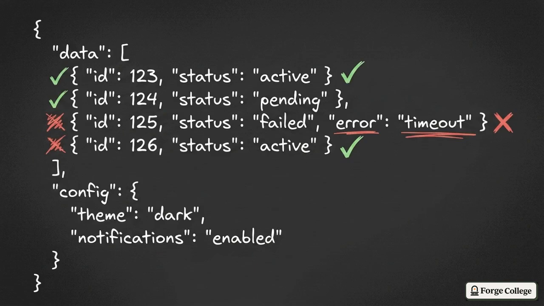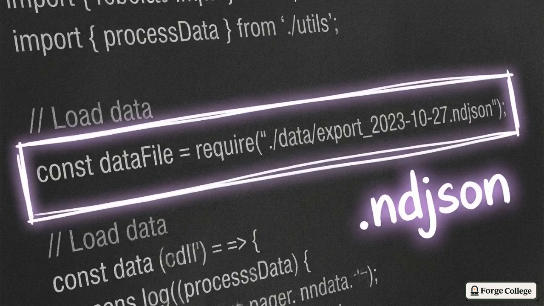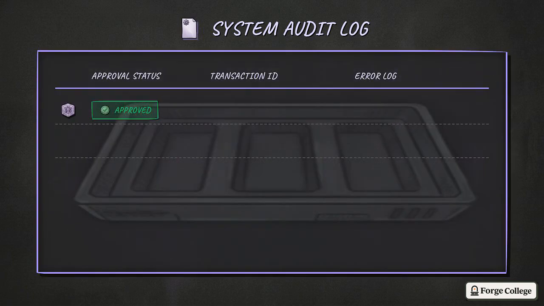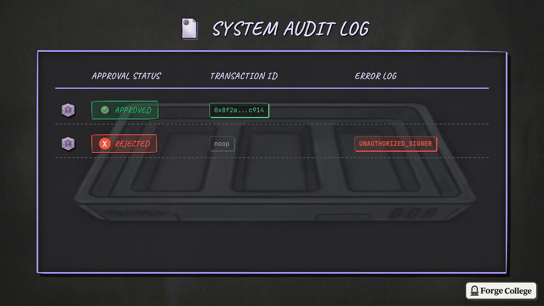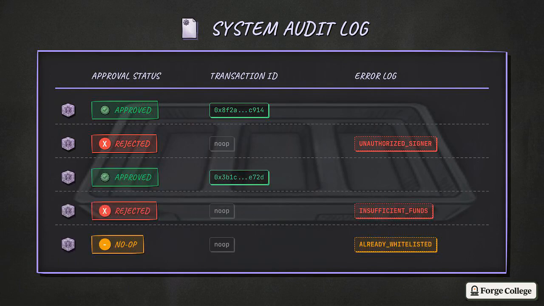While the script works, it creates a meticulous audit log, our ultimate clipboard. This log captures every single detail of the messenger's journey in a format called ndjson. It records exactly who was approved, who was rejected, and the specific transaction IDs. If an error happens, the log notes exactly why.